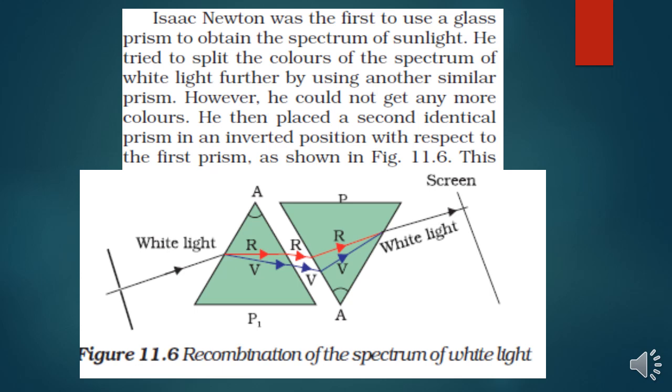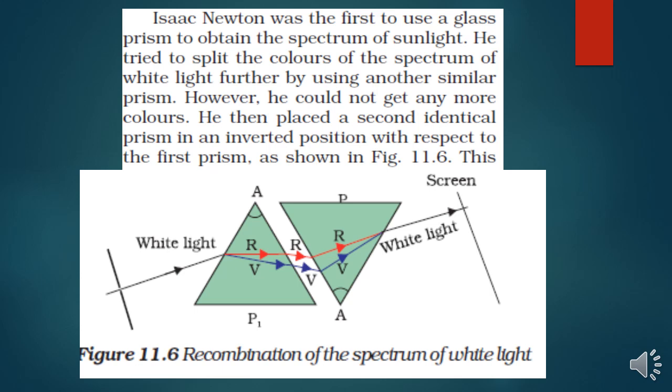However, when he performed that experiment, he found that when this 7 colored spectrum is made incident on another prism, all these 7 colors recombine. They do not separate, they combine. And when they recombine, they again get converted back into white light.